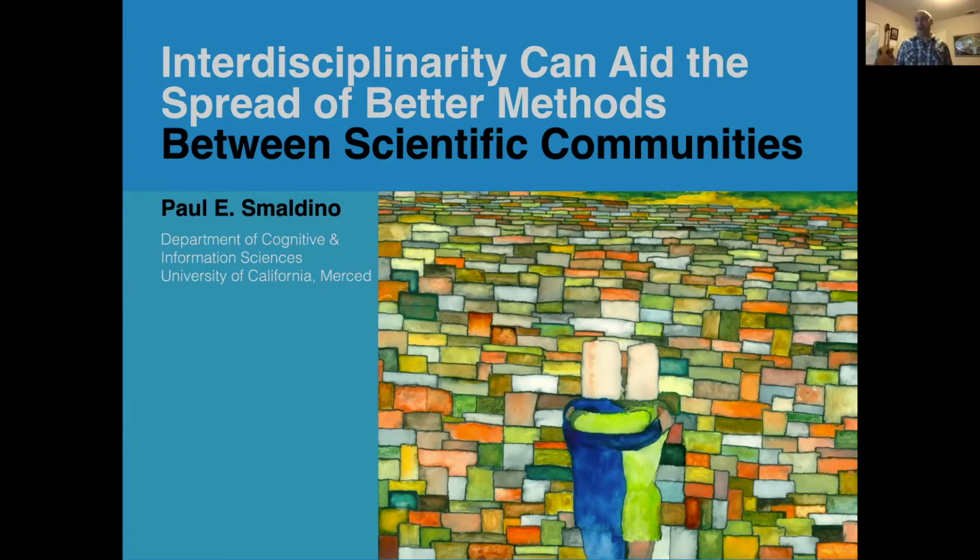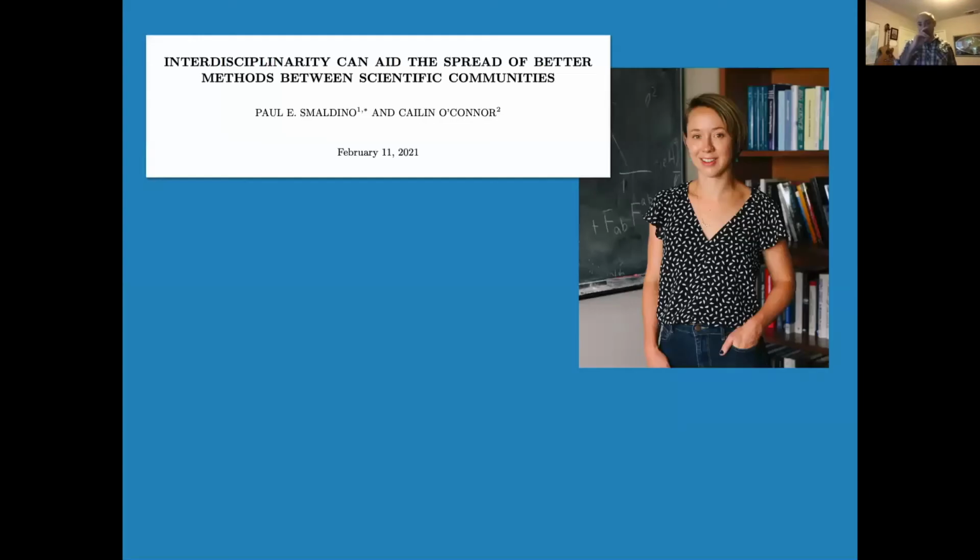So I'm going to talk broadly about that, but I'll also be focusing on this project, which is a paper done with Cailin O'Connor, whose work some of you may know. She's a philosopher and game theorist and modeler at UC Irvine. The paper is currently under review, but it's a preprint that's available on MetaArXiv, so you can check it out.